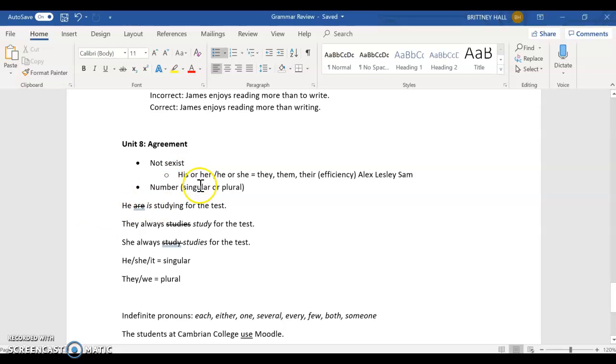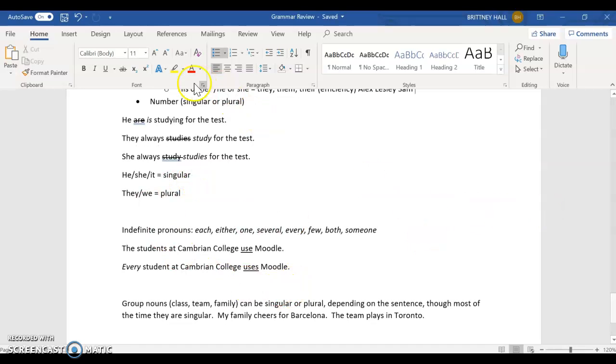By singular or plural, I want you to think back to elementary school grammar class if you were studying French or a second language of some sort. I am, you are, he is, she is, that sort of thing. Make sure that you're using the correct form of the verb with your pronoun or with your subject, okay? They always study for the test, not they always studies for the test, etc.